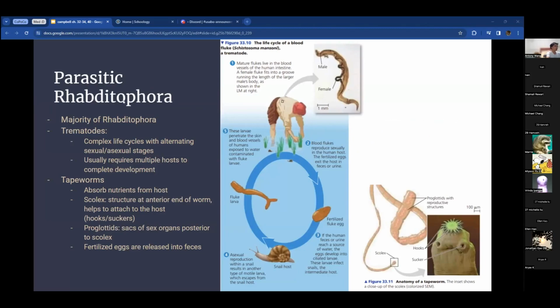Okay, now let's talk about the parasites. Most of Rhabditophora are parasites. They generally have complex life cycles. They have alternating sexual and asexual stages. They generally need multiple hosts to complete development. Yeah, so like this schistosomiasis causing fluke trematode. Yeah, and it has to go through snails and humans, back to snails, yada yada yada.